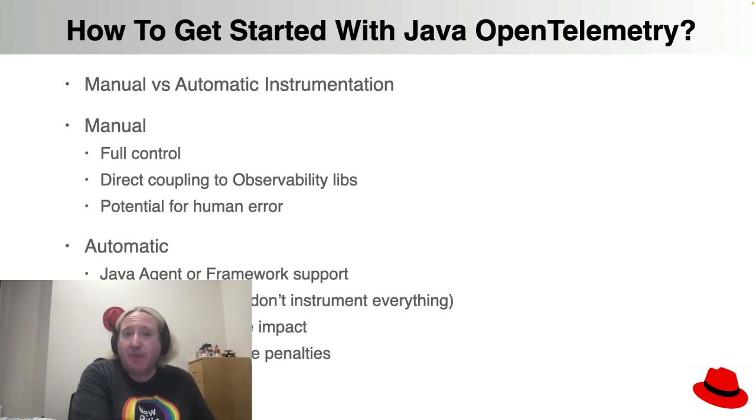Alternatively, some people like automatic instrumentation. This requires you to use a Java agent or to use a framework which automatically supports OpenTelemetry. Quarkus, for example, has automatic inbuilt Otel support. You don't need a Java agent. You don't need to instrument everything manually. Instead, the framework will do a lot to support you.